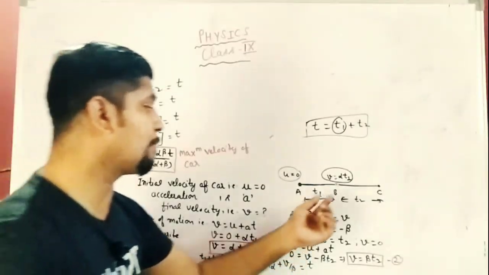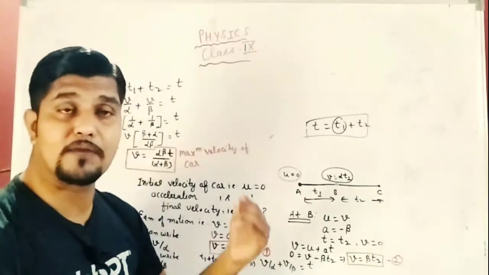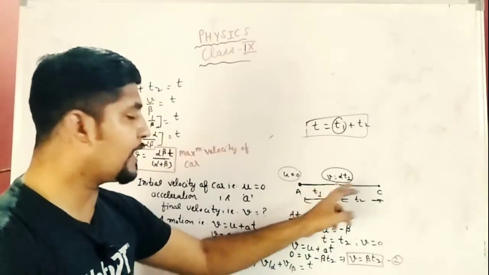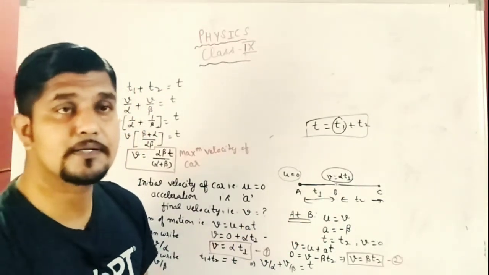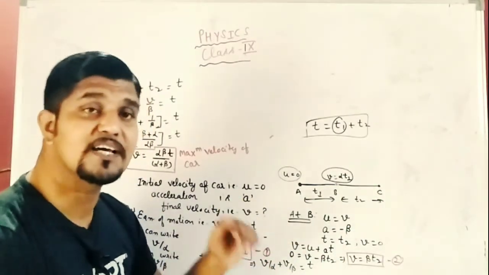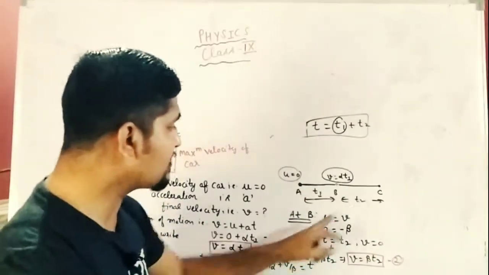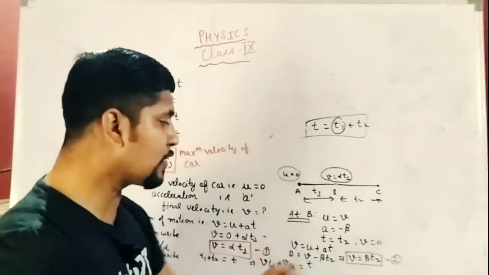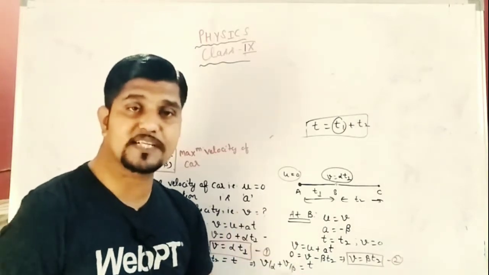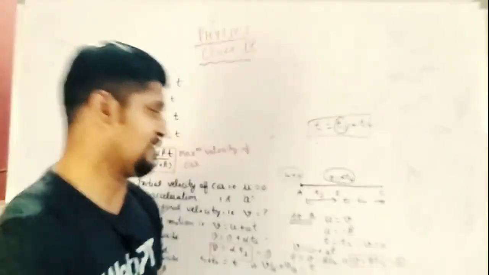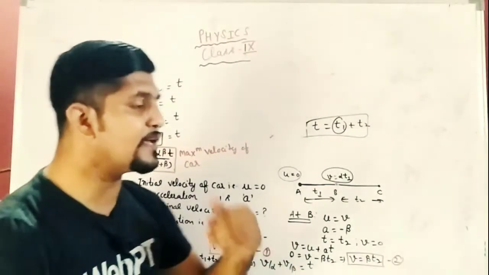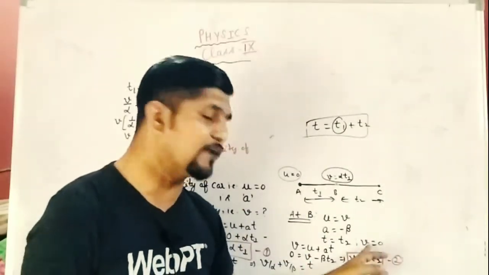So when the car starts from B, the initial velocity will be the final velocity of the previous portion. So u is equal to v, and the acceleration is decelerating at a constant beta. It means the value is beta, and minus means decelerating. Then time is t2. Final velocity will be equal to 0 because the car is decelerating at a constant rate beta and then comes to rest. So whenever any body, any particle, comes to rest, the final velocity will be equal to 0.